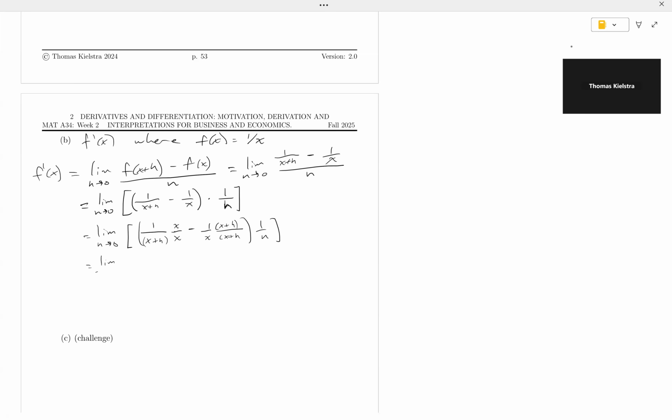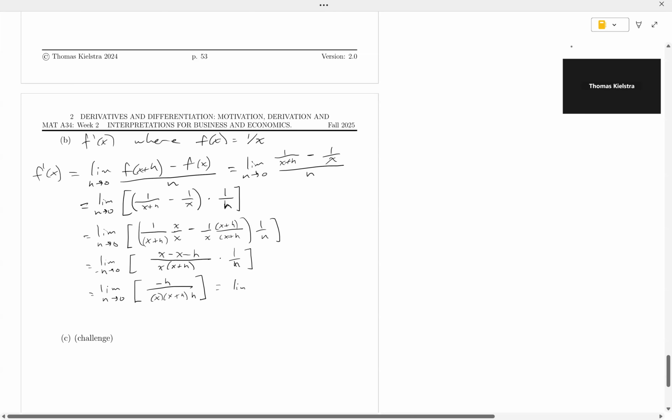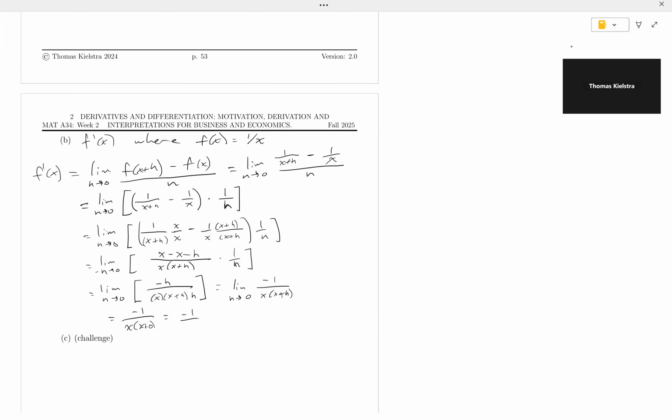This equals the limit as h approaches 0 of, and I get a common denominator of x times x plus h. And in the numerator, I get x minus x plus h, times 1 over h. Now this equals the limit as h approaches 0 of minus h over h times x times x plus h, which equals the limit as h approaches 0 of minus 1 over x times x plus h. I'm now able to plug in 0 for h. So I get minus 1 over x times x plus 0, which equals minus 1 over x squared. And this is my derivative.